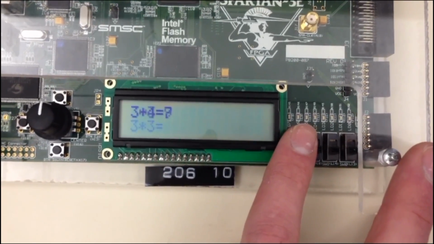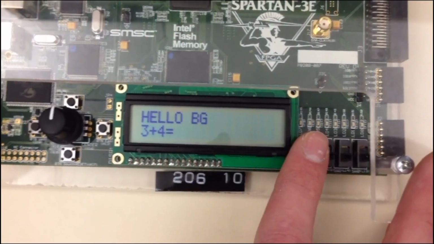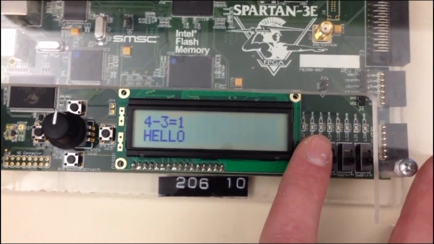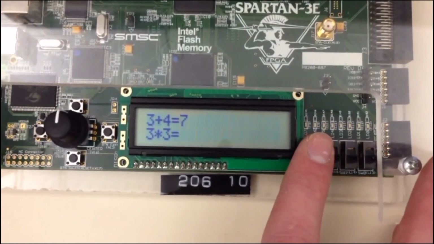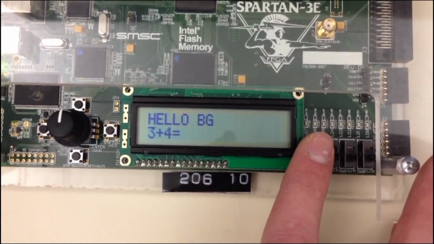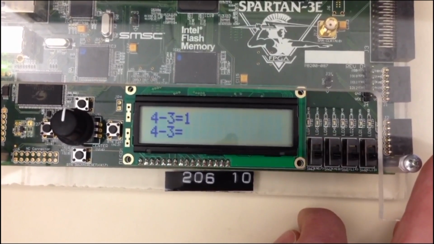Here's our demonstration of our working 4-bit processor. It displays hello BG in ASCII values. It does simple addition, simple multiplication, and two types of subtraction. The two types of subtraction actually have the exact same numbers popping up. We'll pause it right here so we can see them.